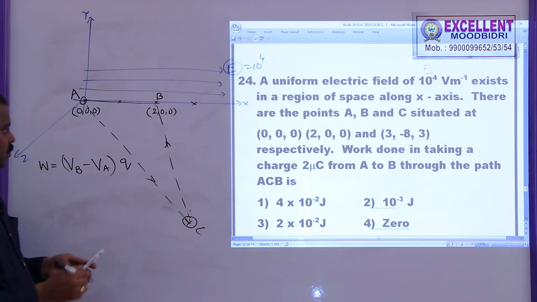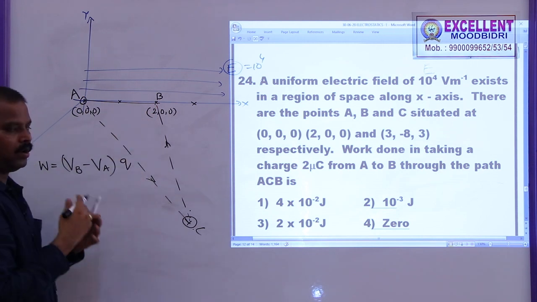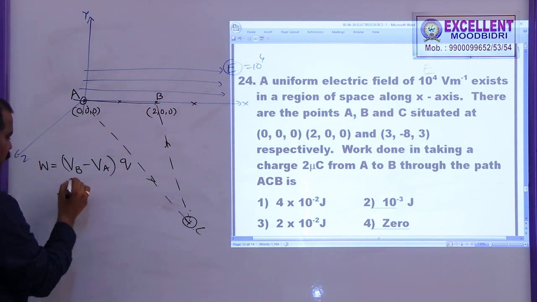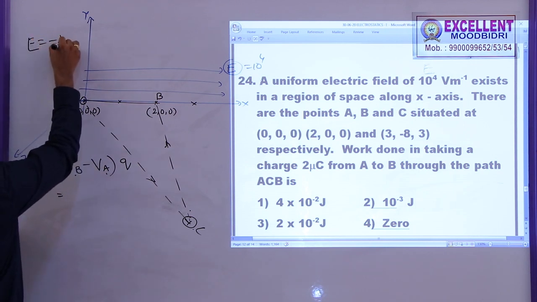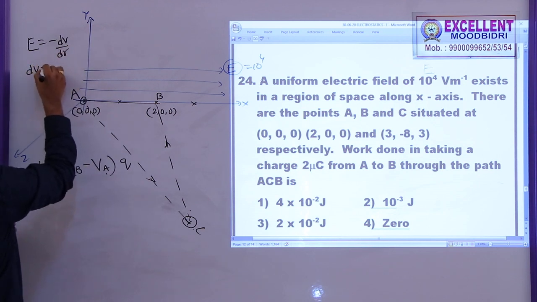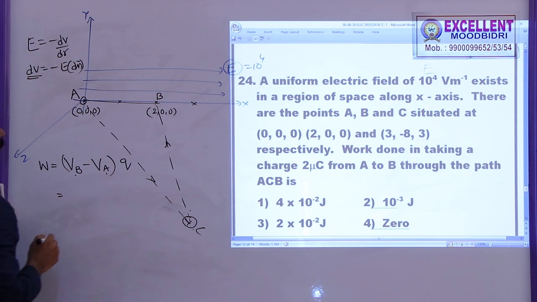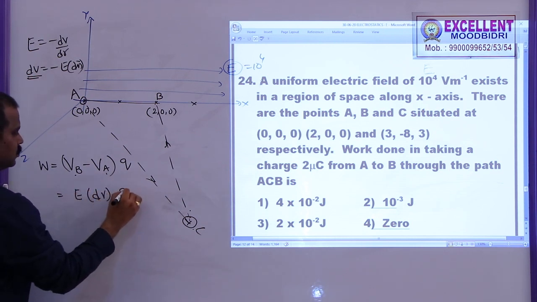That means whether it is through ACB or directly from A to B, work done will be the same as the electric field is a conservative force. So what is the potential difference between these two? We know this formula E is equal to minus dV by dr, so dV is equal to minus E dr. So this change in potential is equal to E into dr, so this is E into the distance between these two points into Q.